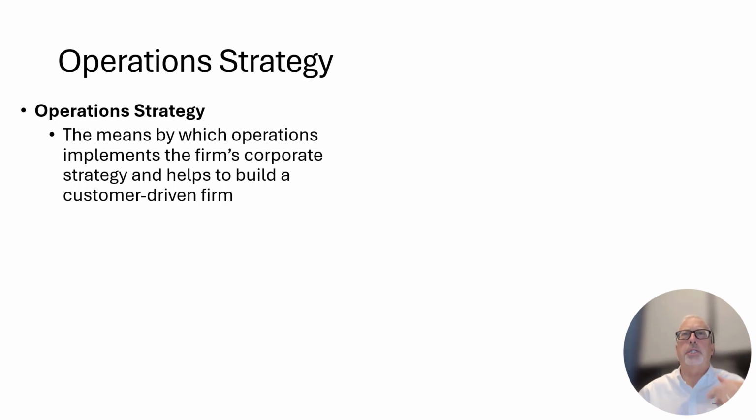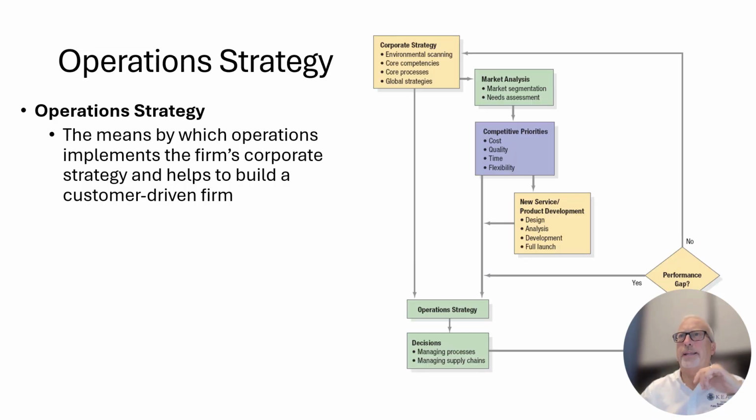So, operation strategy, it's how we do what we do. That's a fancy, I think a little bit better way of saying the means by which operations implements the firm's corporate strategy. So we want to start first with the corporate strategy. It's like, where does the organization want to go? That's up here in the left-hand corner: environmental scanning, core competencies, core processes, global strategies. As the full organization goes, what is it they're trying to accomplish? We are trying to be a premier education provider, blah, blah, blah, that kind of thing.